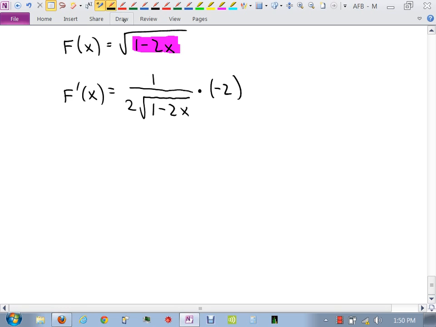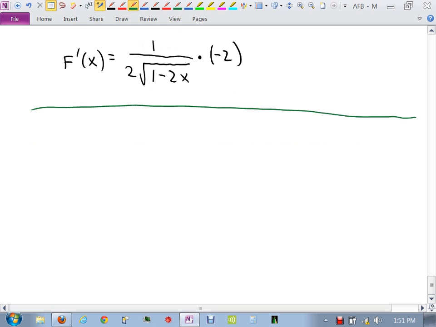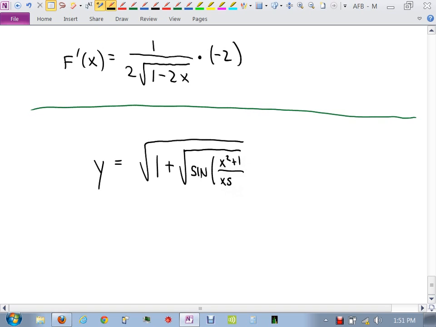Now remember what I said last class. This test is going to cover chain rule, right? But just the beginning of chain rule. Let me give you an example of something I would expect you to do later. Just so you know, we're just touching the surface here, okay? How about something like square root of 1 plus the square root of sine of x squared plus 1 over x sine x. Let's just appreciate the horror of this problem here.